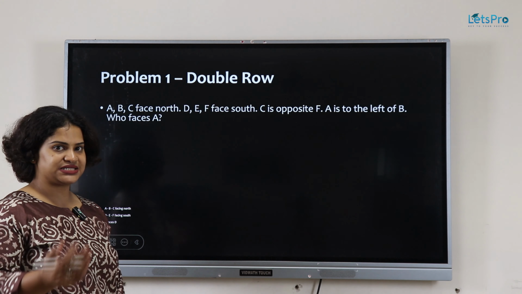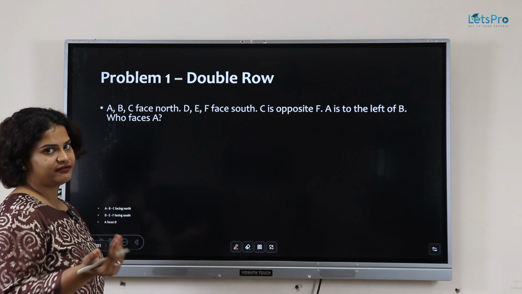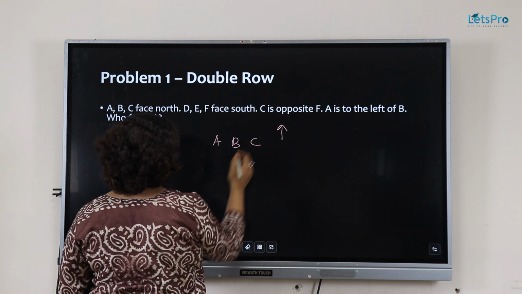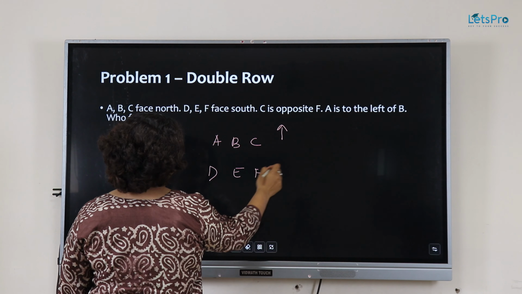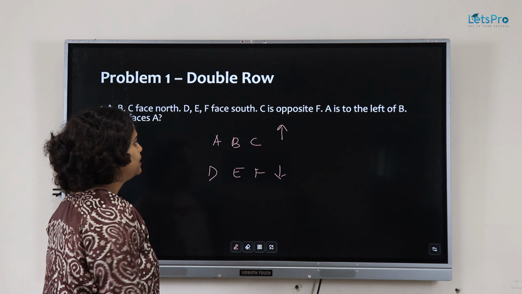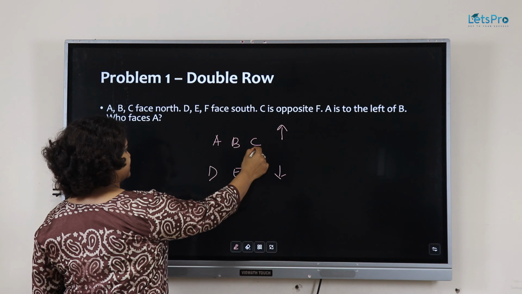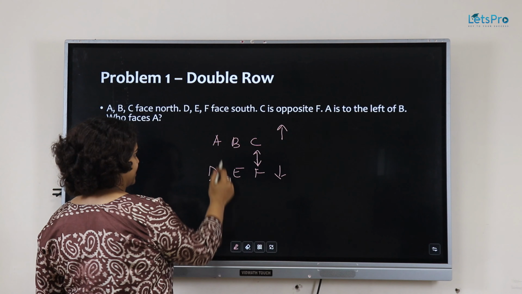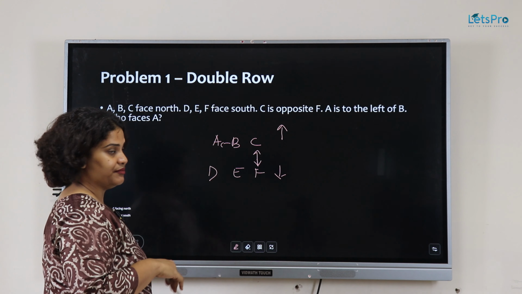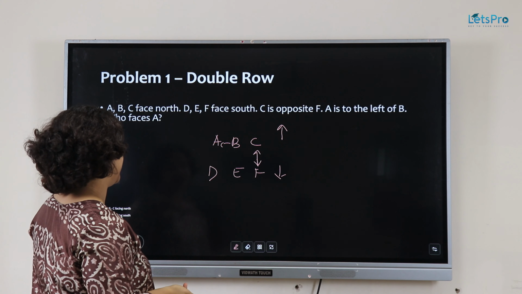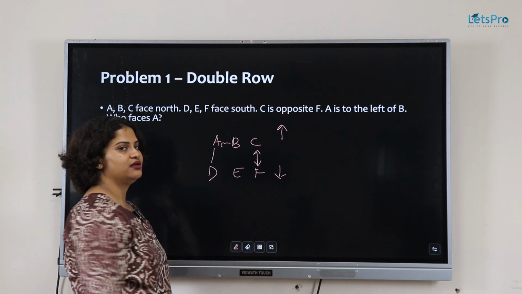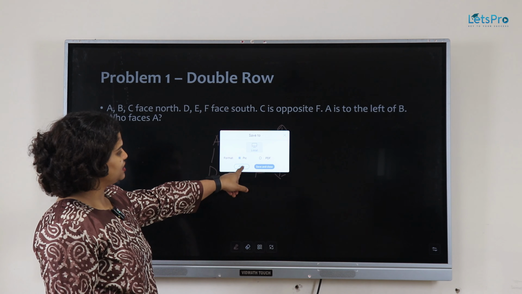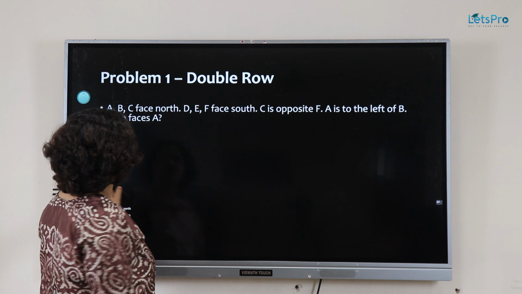Okay, A, B, C face north, D, E, F face south. So A, B, C are facing north, D, E, F are facing south, right? C is opposite of F, which we have already done, right? A is to the left of B. Yeah, A's left is B, that's what we're seeing. Who faces A? Very simple, this D. Correct? So as simple as that. This question was very easy. Let's go to the next question.